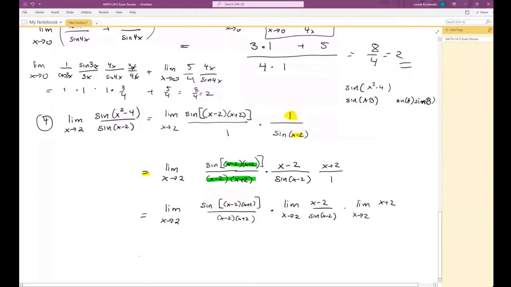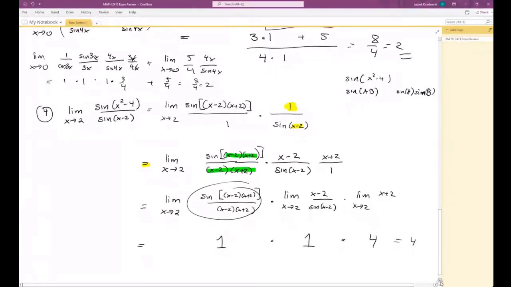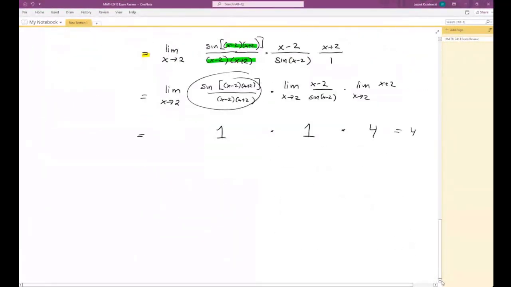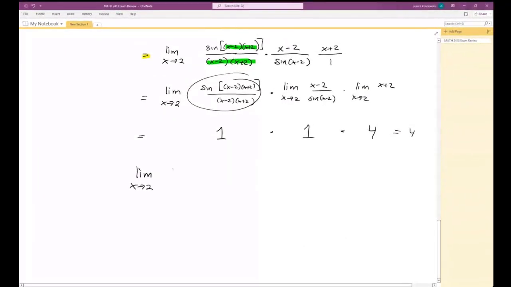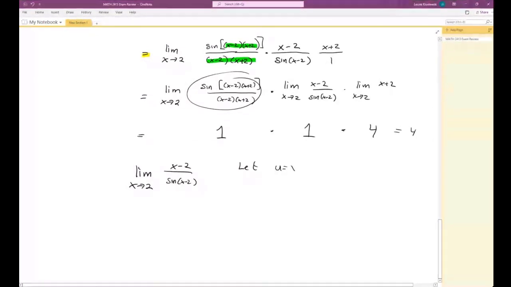Okay, so that's just limit rules. We know that this will go to 1, and so will this, and this will go to 4. So you get 1 times 1 times 4. But I want to ask your professors whether, if you're taking something like this, do you have to say, let u equal x minus 2? Do you see what I'm saying? Like in our notes, we just substitute with u. Our teacher told us to do that. Okay.